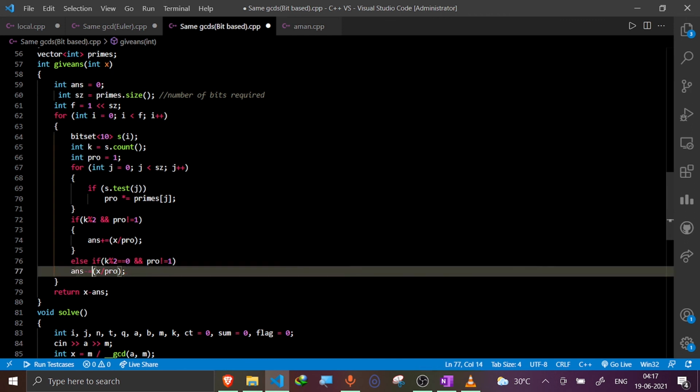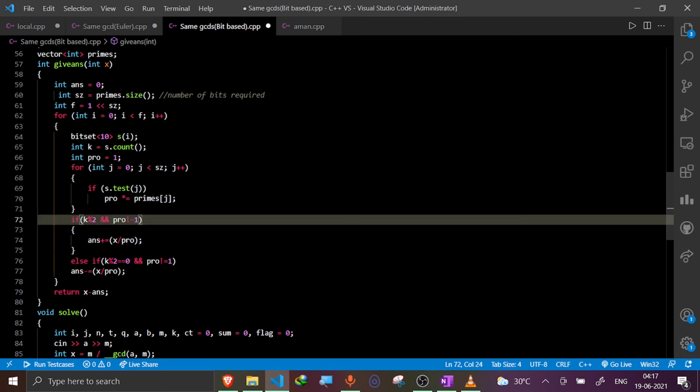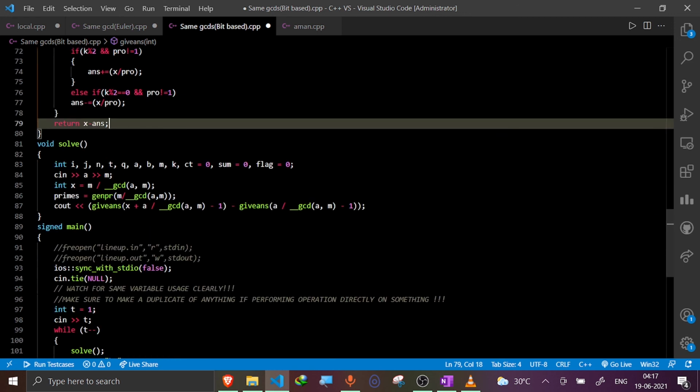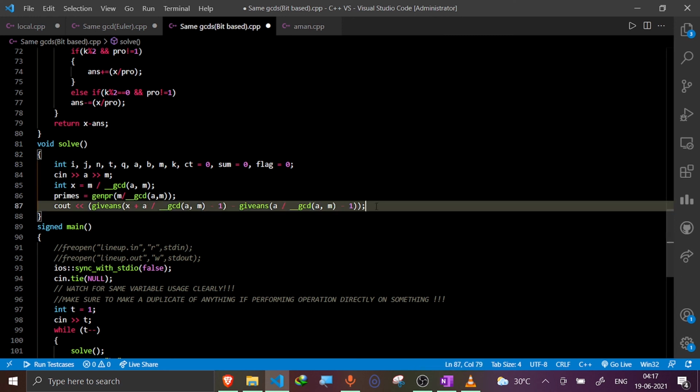So if the number is odd, then I am just adding, and if it's even, then I'm just subtracting. And this is just to ensure that the product is not equal to 1, because for 1 it's just meaningless. And then I would be just returning x minus answer, because I need to return the number of numbers which are not divisible by any of them. So I would be just returning x minus answer, and then I would be doing this for this also and for this also. Then finally I would be printing the answer.